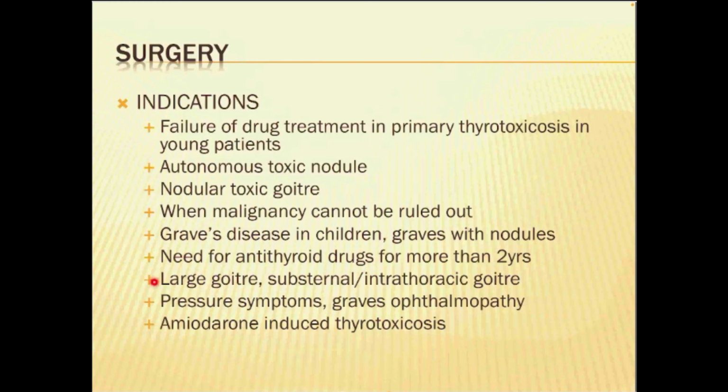If there is a large goiter, a very big swelling in the neck, it can have a substernal or intrathoracic extension. This intrathoracic extension can cause compression of the adjacent structures, which can produce complications. Hence, these large goiters should be operated on and removed by surgery.